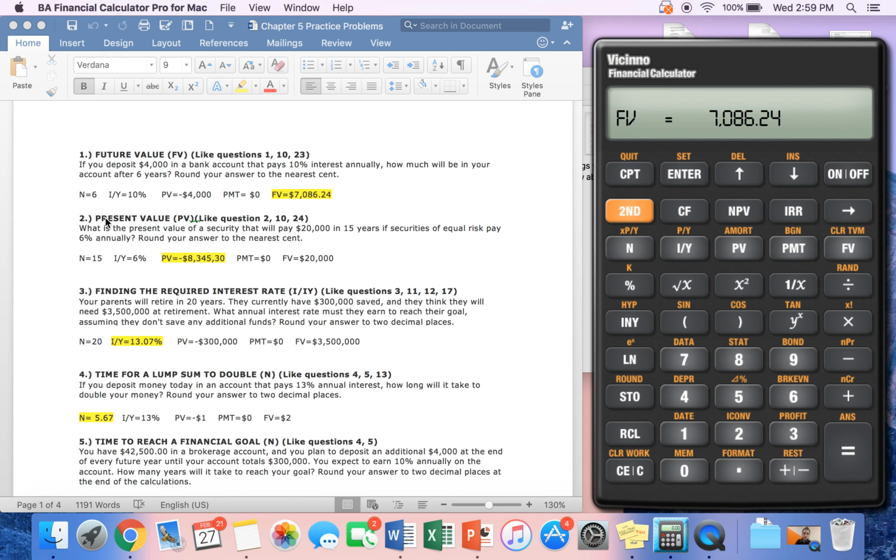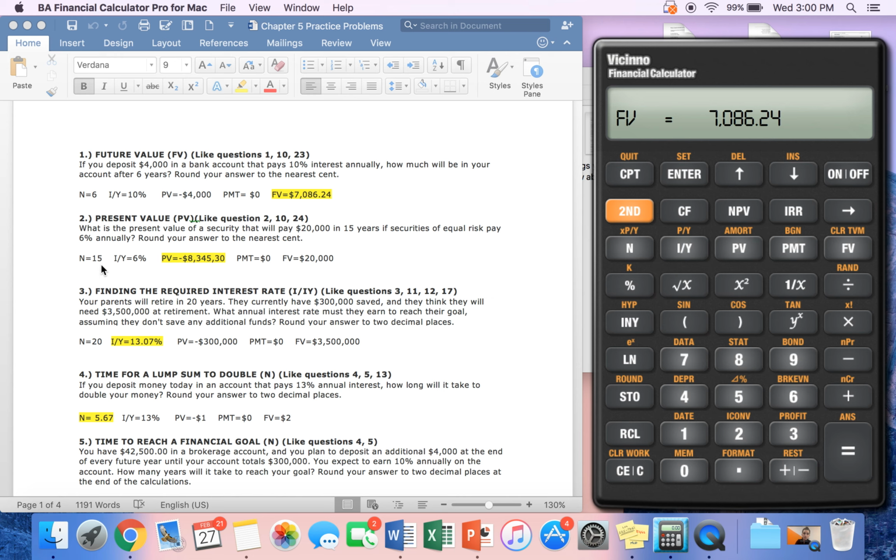So question number 2 is solving for present value. It says, what is the present value of a security that will pay $20,000 in 15 years if securities of equal risk pay 6% annually? On your test, I'm not going to tell you what input you're solving for. You have to figure that out. The key words here are will pay $20,000 in 15 years.